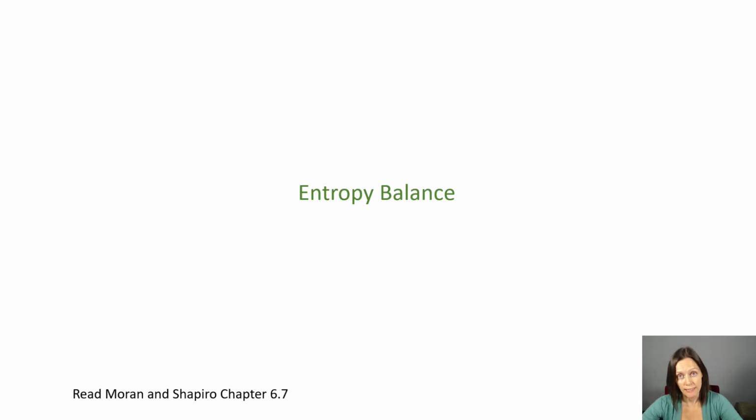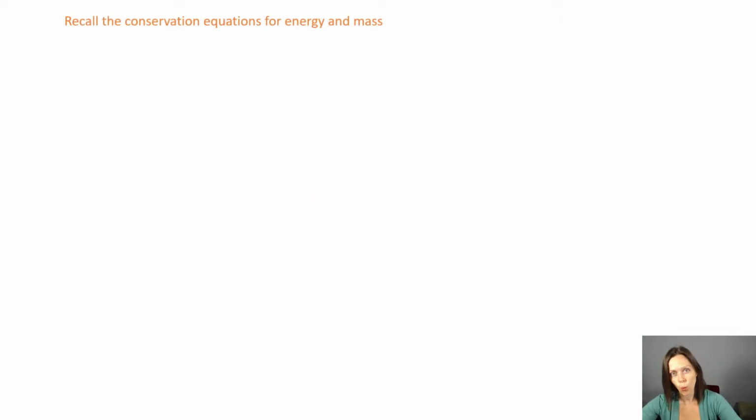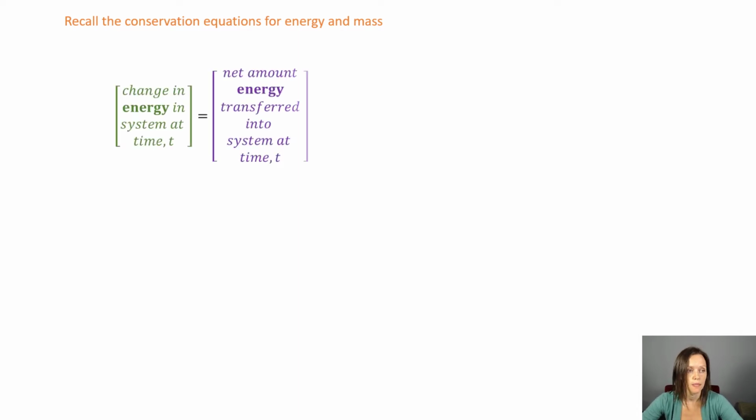In this segment, we're going to continue our talk about entropy, and we're going to talk about how we can apply an entropy balance for a system. So we know that we have conservation equations for energy and mass, and we know that those take sort of the same form. So for energy, the change in energy contained within the system is equal to the net amount of energy transferred across the system boundary.